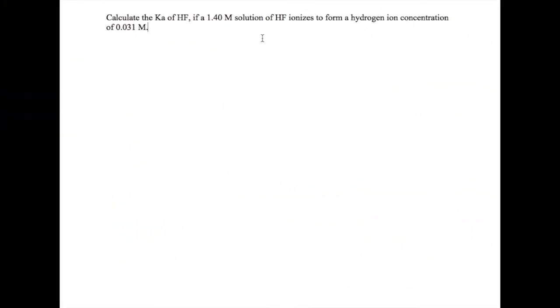Calculate the Ka of hydrofluoric acid if a 1.40 molar solution of HF ionizes to form a hydrogen ion concentration of 0.031 molar. The first thing you need to do is balance the ionization equation for the weak acid hydrofluoric acid. Because it is a weak acid, we use the double-sided equilibrium arrow. Hydrofluoric acid and water are the two reactants, and hydronium ions and the conjugate base F- are the two products.